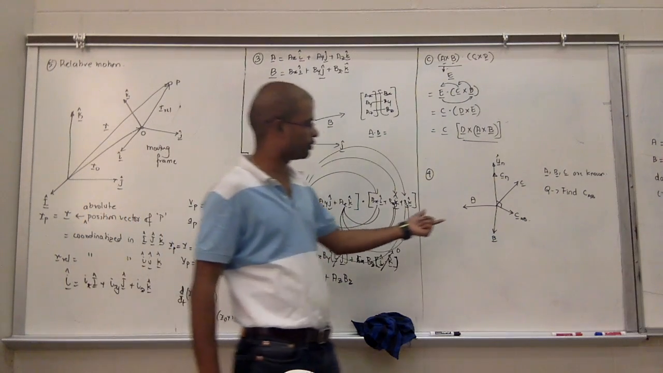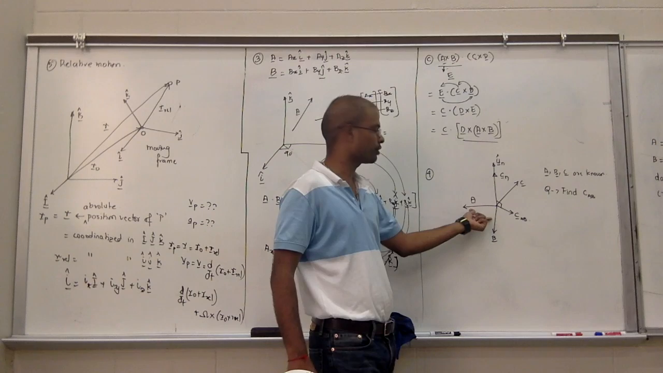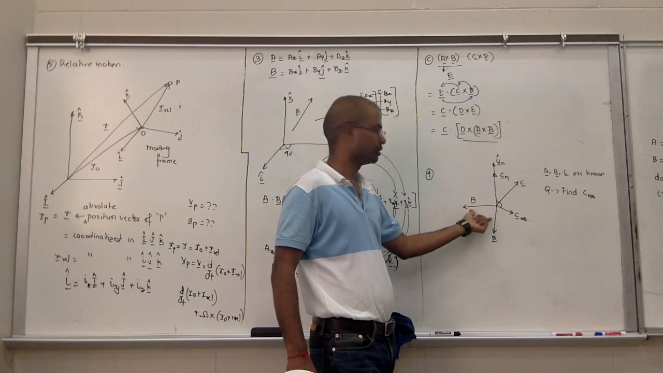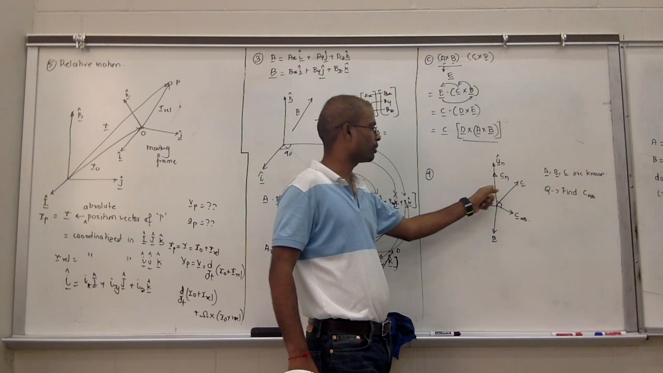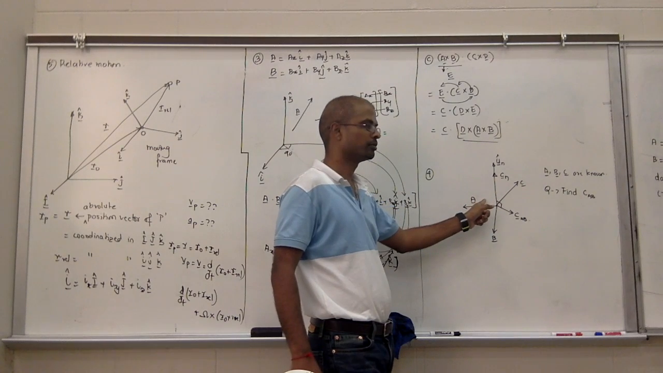I'll tell you. So see, if you take A and B, if you take the cross of A and B, what are you going to get? You're going to get some vector in this UN direction. If you take the dot product of this and this, what is going to happen?